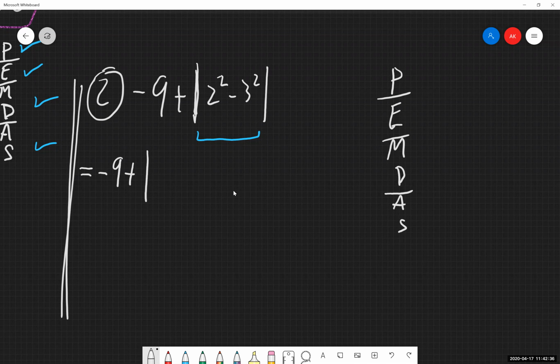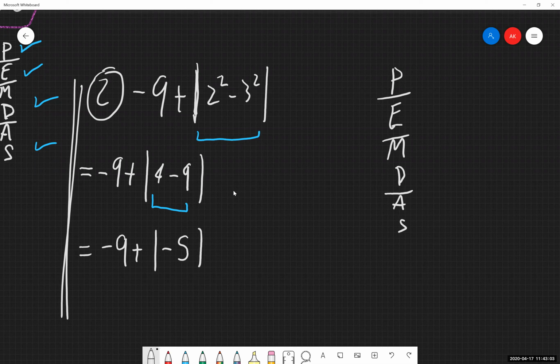So I'm going to apply 2 squared minus 3 squared. So 2 squared would give me 4. Minus 3 squared is going to give me 9. And now I'm still not done inside those absolute value signs because I can still do subtraction. I'm still looking inside here. I'm just going to do 4 minus 9. That's going to give me a negative 5.